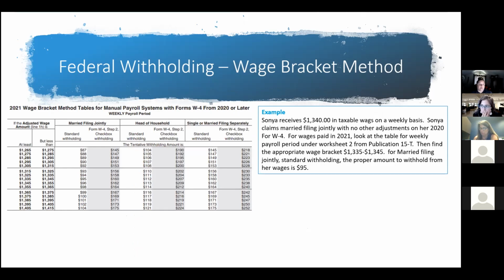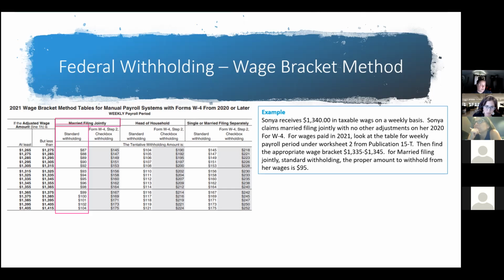For example, Sonia receives $1,340 in taxable wages on a weekly basis. She claims married filing jointly with no other adjustments on her 2020 Form W-4. The wages are paid in 2021, so look at the table for weekly payroll period under worksheet 2 from Publication 15-T, which we've included on this slide for you. Then find the appropriate wage bracket, which happens to fall between 1,335 and 1,345 for married filing jointly. Standard withholding, the proper amount to withhold is $95.